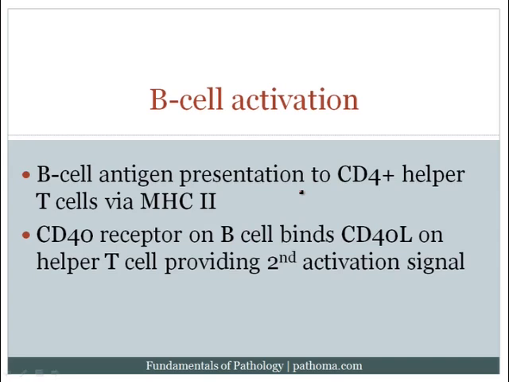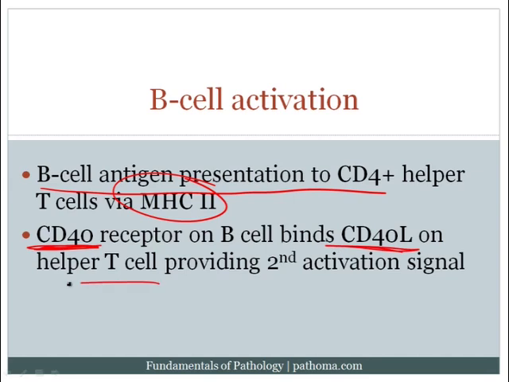Another way by which B cells can become activated is that the B cell can present antigen to the CD4 positive T cell via MHC class 2. The CD4 positive T cell will then interact with the B cell. That's the first signal. The second signal is that CD40 on the B cell will bind CD40 ligand on the helper T cell, and that then activates the B cell. All right, so this is actually very high yield, and you'll see why when we come into immune deficiency, but there are two ways by which the B cell can be activated.